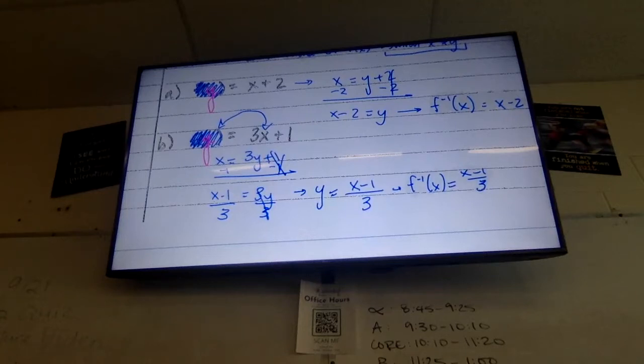You may see a shortcut or you may notice a pattern and want to take that. That's fine. I'm going to argue it doesn't always work like that, so be careful with doing shortcuts. I think the best way is physically just switch your x and y and then solve for y to get it by itself. Yes, Megan?